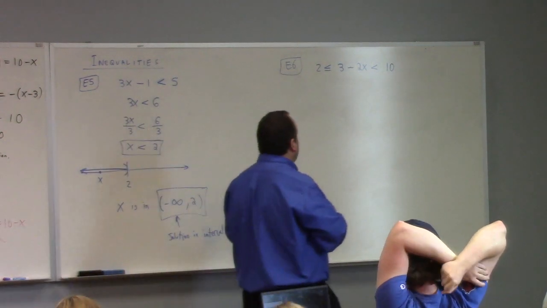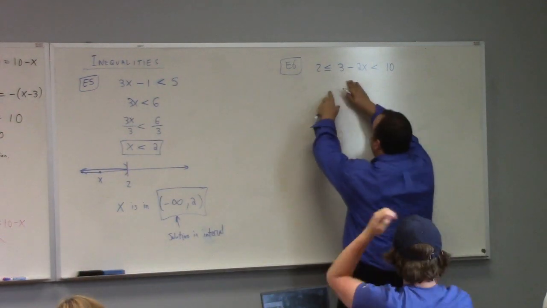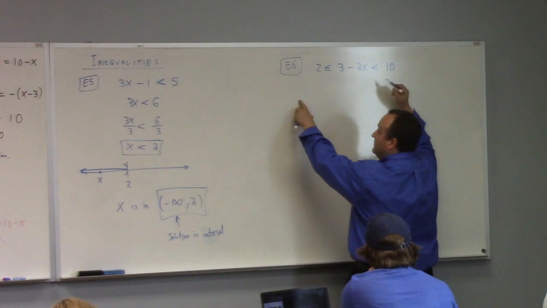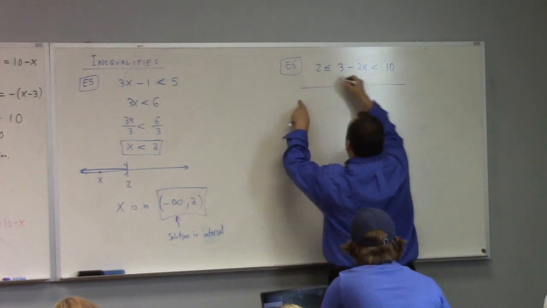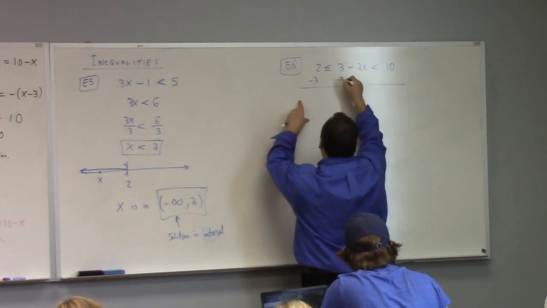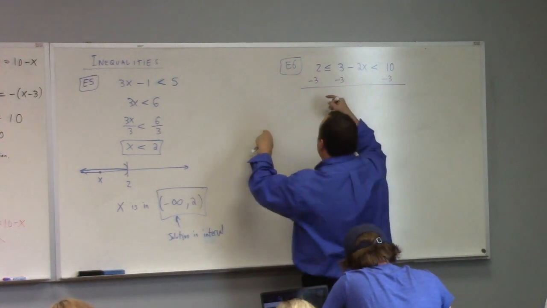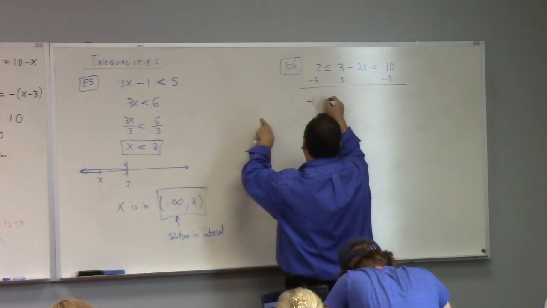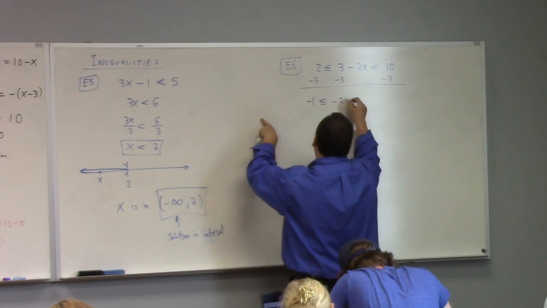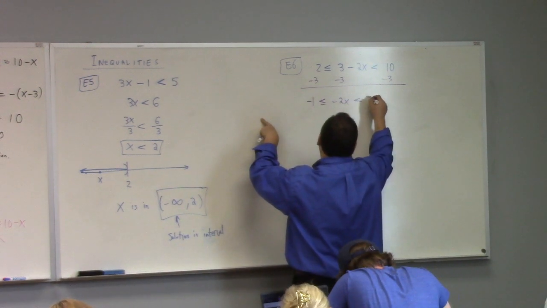I think we should subtract 3, right? Let's subtract 3 across this. We can do that. So subtract 3 here, subtract 3 there, subtract 3 there. We subtract 3 across the whole thing. So that gives us minus 1 less than or equal to minus 2x less than 7.